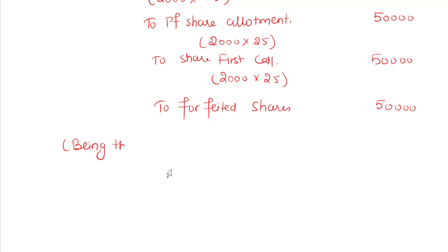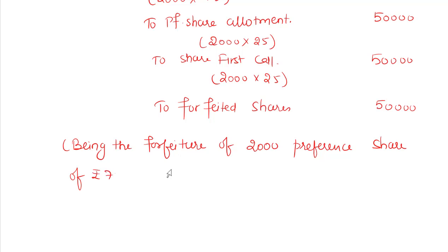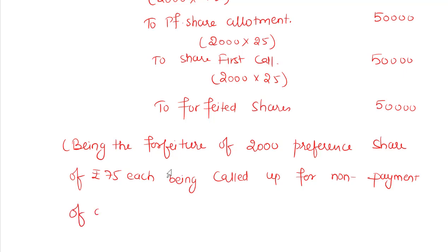Being the forfeiture of 2000 preference shares of rupee 75 each being called up for non-payment of allotment and first call money. That's it.